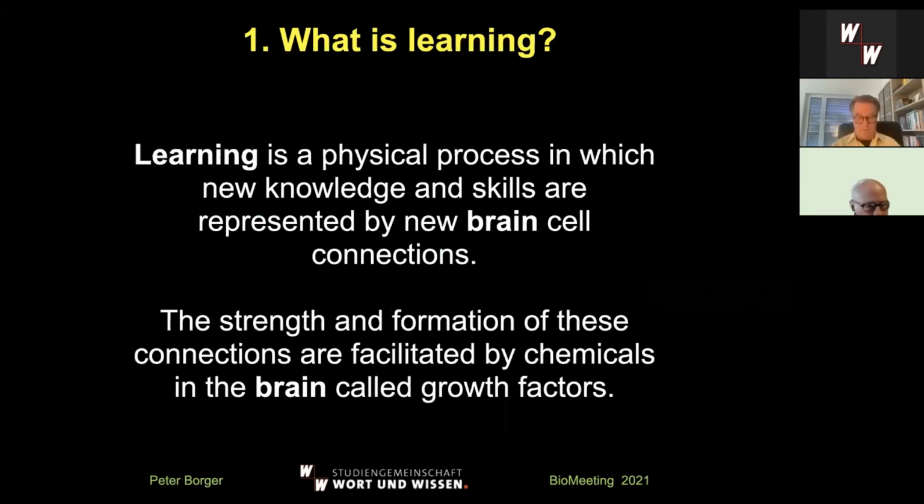But if you look deeper and go further, you also find more biological definitions like this one. Learning is a physical process in which new knowledge and skills are represented by new brain cell connections. And the strength and formation of these connections are facilitated by chemicals in the brain, which we call growth factors. So this is, in fact, how we see learning processes nowadays in the scientific paradigm: improved and rearranged neuronal connections in the brain.